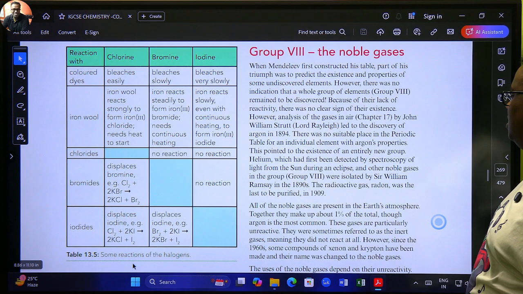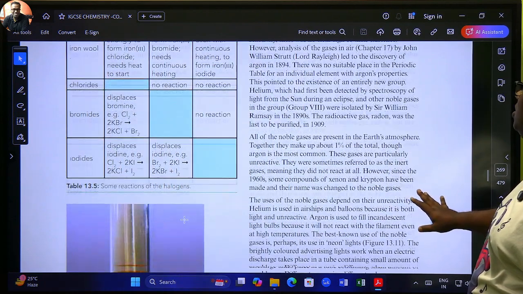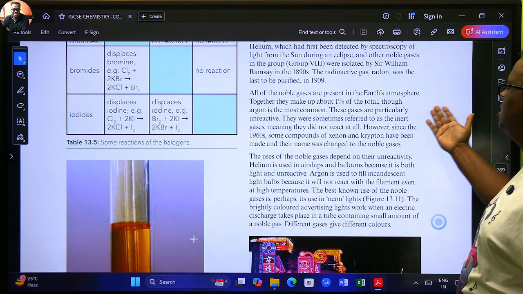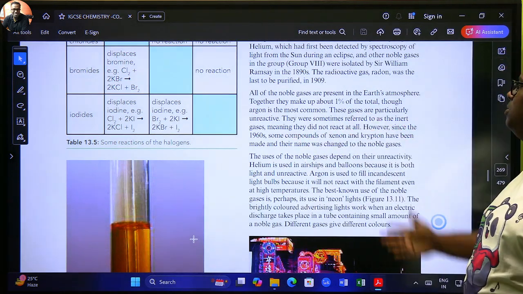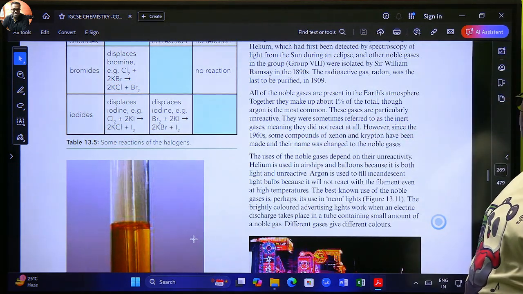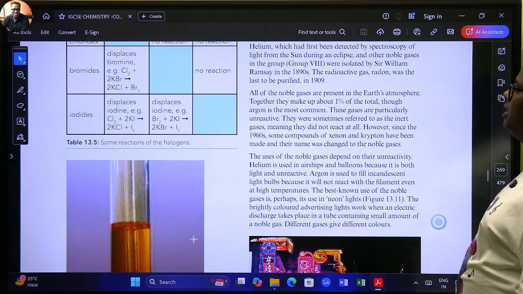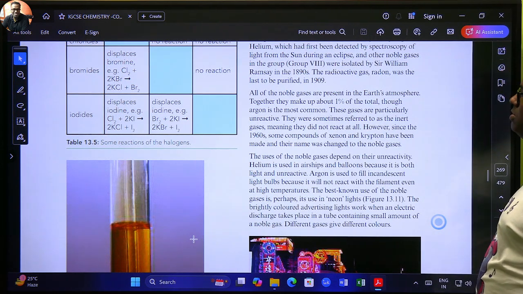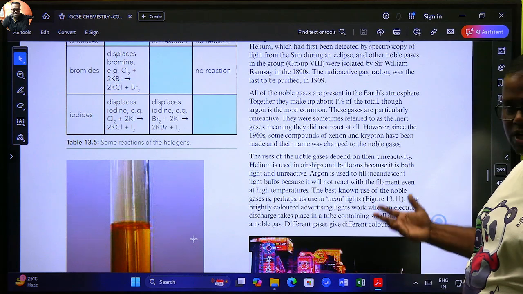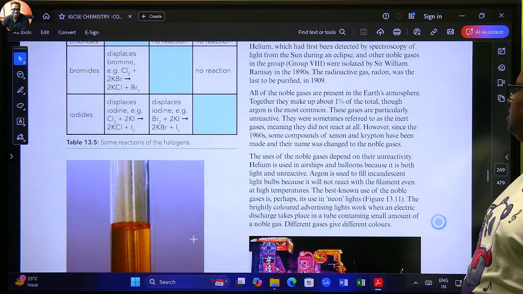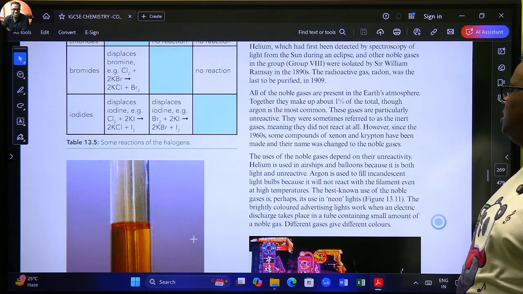All of the noble gases present in the Earth's atmosphere make up only about 1% of the total, though argon is most common. Argon in the Earth's environment, if you take it in percentage, is almost a decimal percentage. These gases are particularly unreactive. They were sometimes referred to as inert gases, meaning they did not react with anyone. However, since 1960, some compounds of xenon and krypton have been made, and the name was changed to the noble gases.